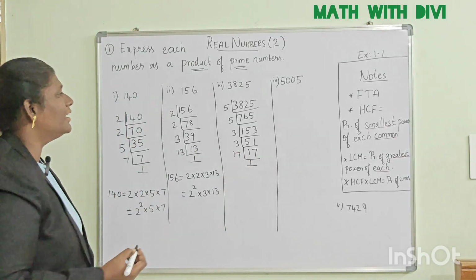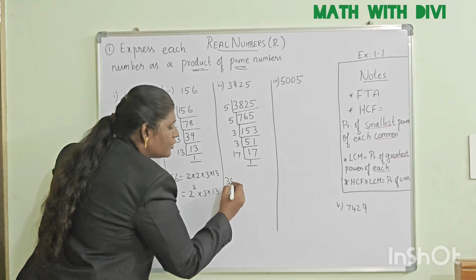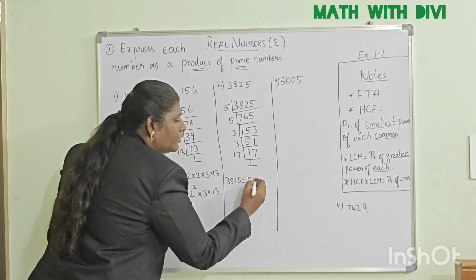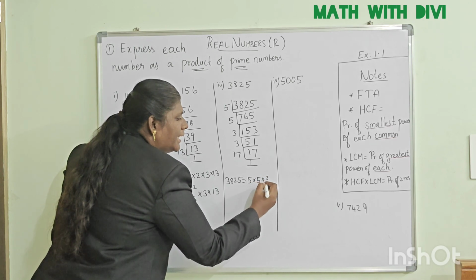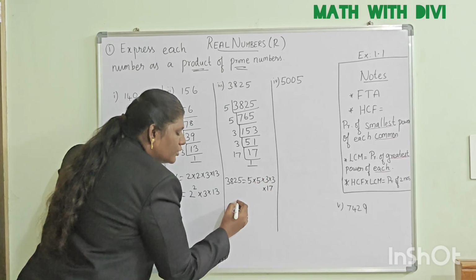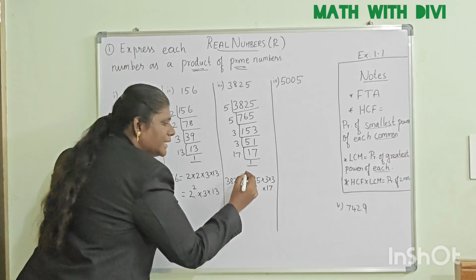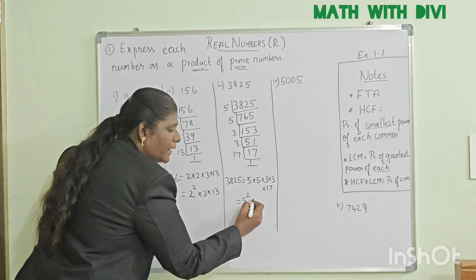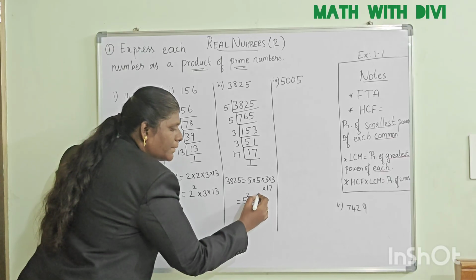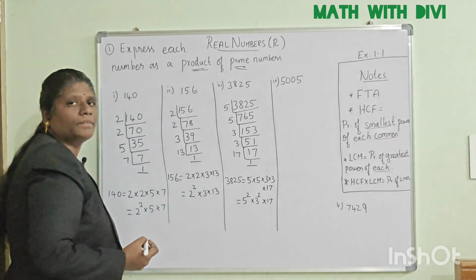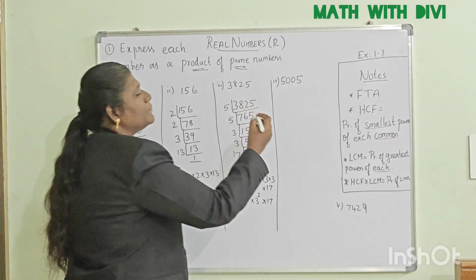We are ending here. So 3825, how can we express it? 5 into 5 into 3 into 3 into 17. In exponents, 5 appears 2 times, so 5 square, and 3 appears 2 times, so 3 square, into 17. Right? Similarly, let's move to the next sum.